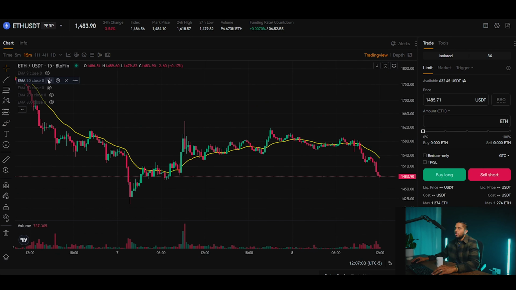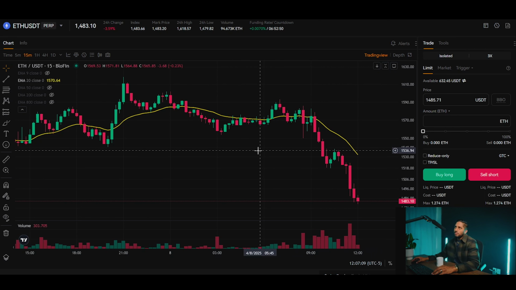Let's go ahead and look at the 20. All right, so you notice with the 20, there's a little bit less noise than you saw with the 9. The 20 EMA, or the 20 moving average, sits right between the fast reacting 9 and the more stable 50, which we'll look at here in just a moment. It's kind of like the middle ground, and it's super helpful for both trend confirmation and pullback entries.